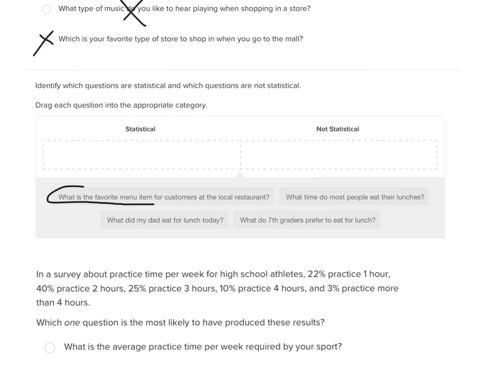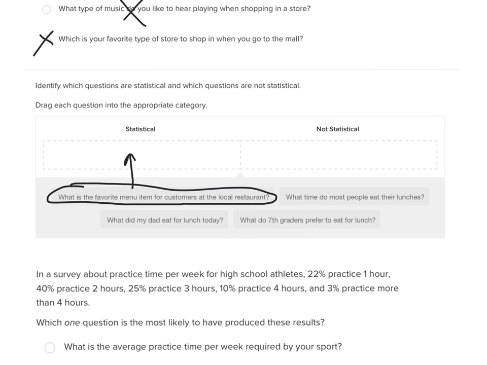What is the favorite menu item for customers at the local restaurant? Okay, so certain customers are going to like certain kinds of things. It might change during different seasons. It might change depending on the menu. The menu might change. There's variability in that question, so I would say that is statistical.